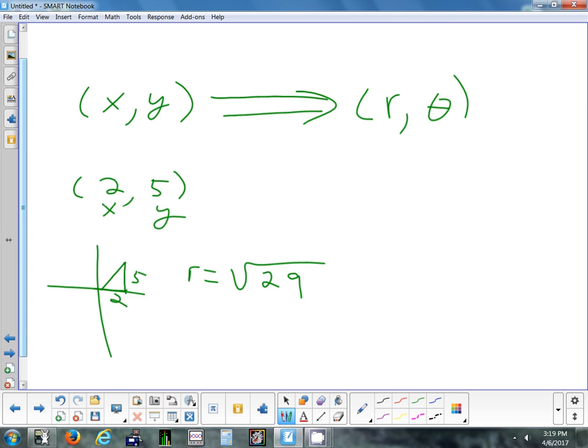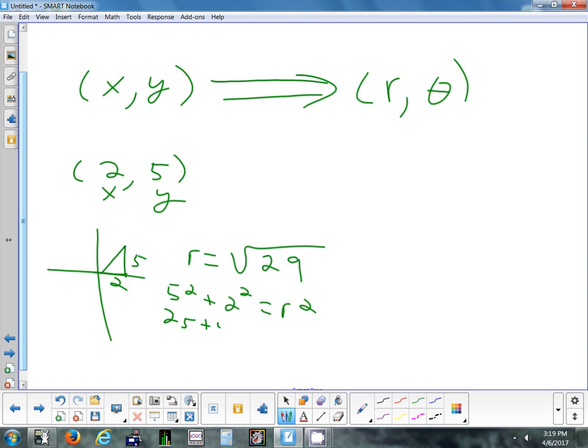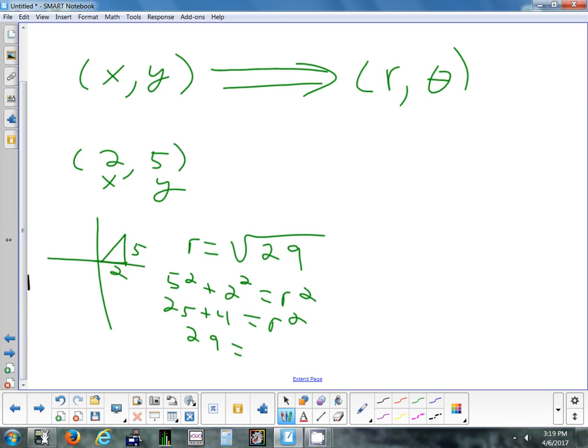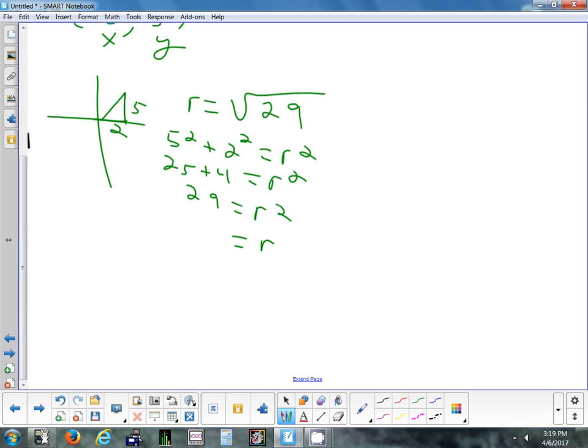Can you do the math out? Yep, so it would be 5 squared plus 2 squared equals r squared. And then 25 plus 4 equals r squared. 25 and 4 is 29. And then take the square root of both sides. Okay.